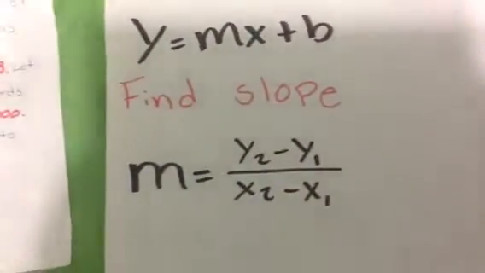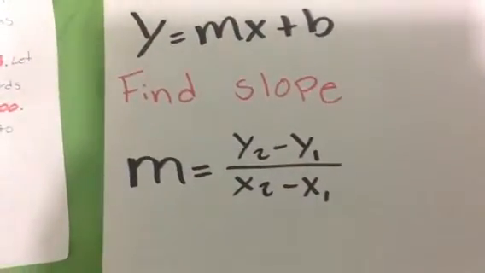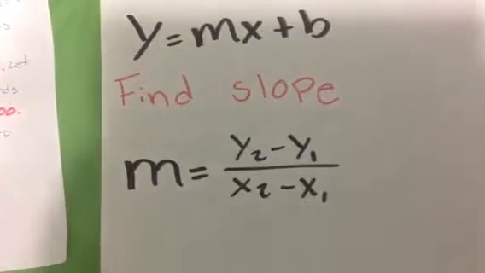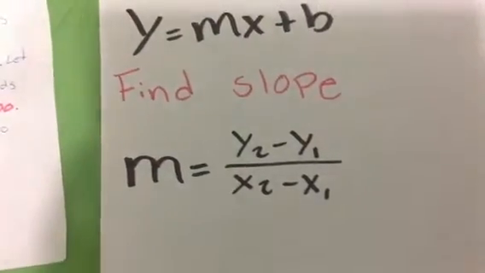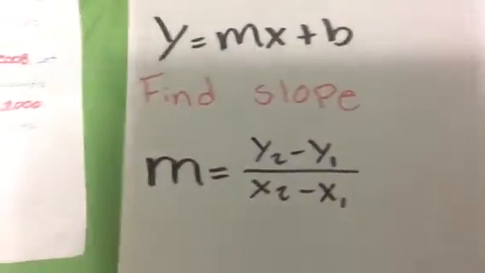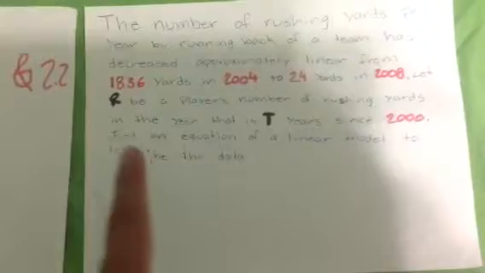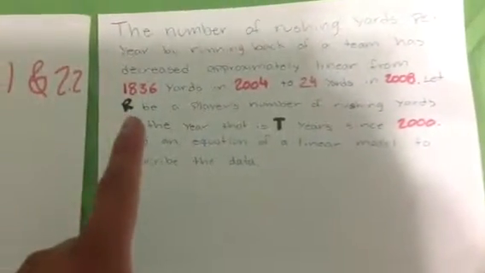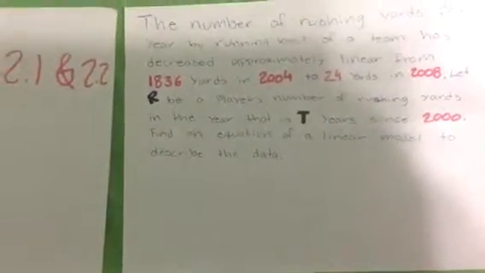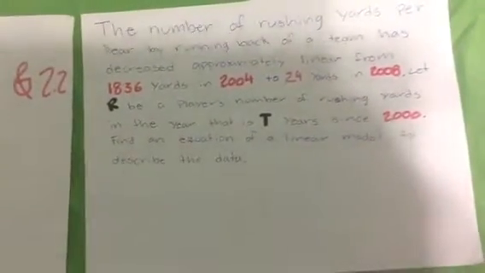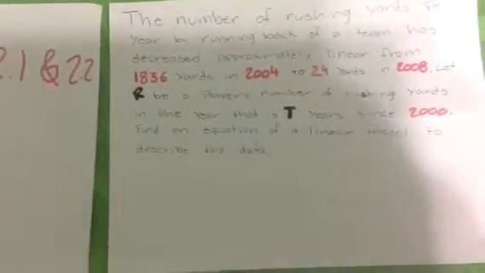So in this problem, we're going to find the linear equation. To do that, we go y equals mx plus b. We find the slope, which is m equals y2 minus y1 over x2 minus x1. So we go back to our problem, and we see we got these numbers here: 1,836 yards in 2004 and 24 yards in 2008. We're trying to find R and T.